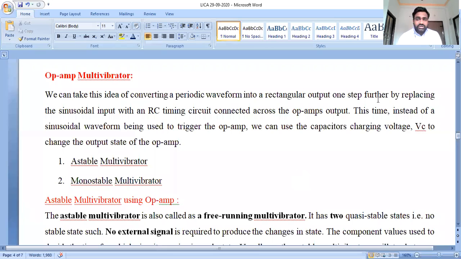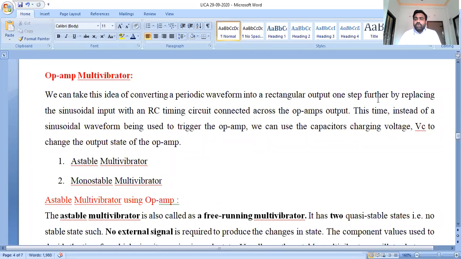So we are discussing the concept of the operational amplifier as a multivibrator, the applications of the operational amplifier as a multivibrator. In the previous class we started this discussion. There are various applications of the operational amplifier as a multivibrator. In our discussion, we discussed the astable multivibrator in yesterday's class.